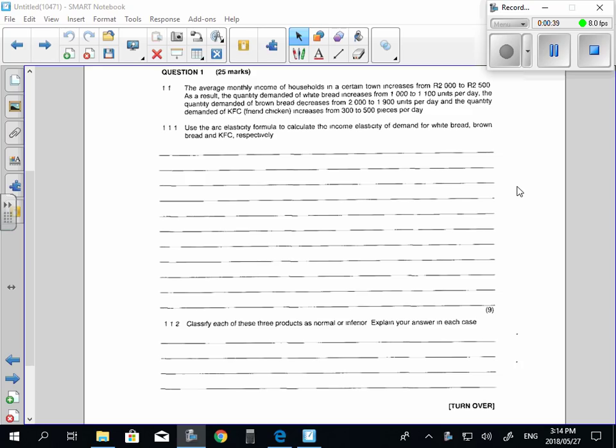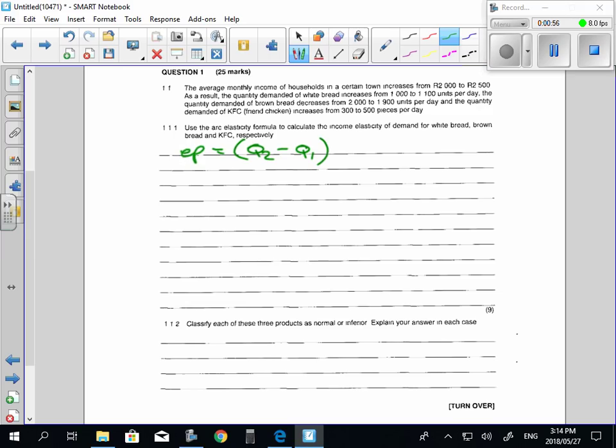All right. So again, you should know your arc elasticity formula. And again, it looks exactly the same. The only difference is we're going to use income instead of price. So it's still your EP is equal to Q2 minus Q1 divided by Q2 plus Q1 all over Y2, where Y is income rather than price, minus Y1 divided by Y2 plus Y1.